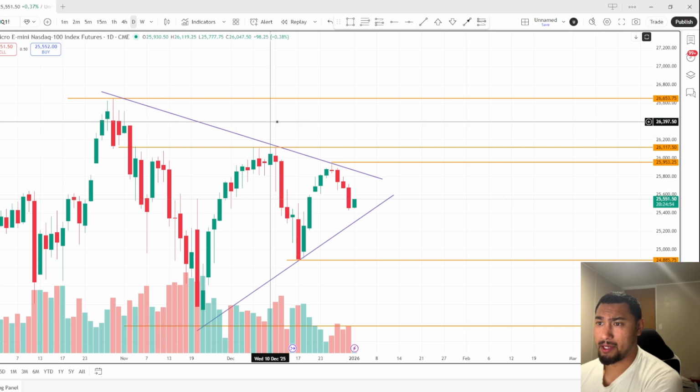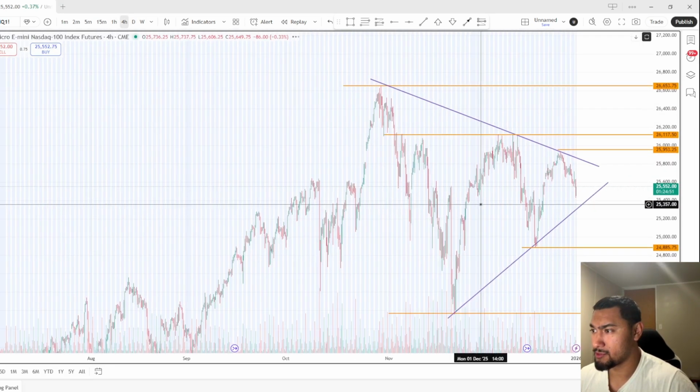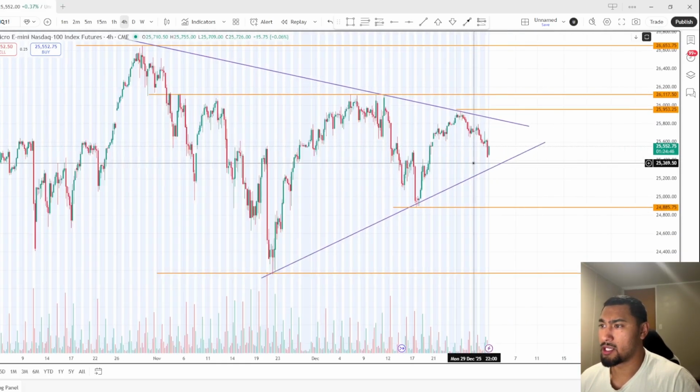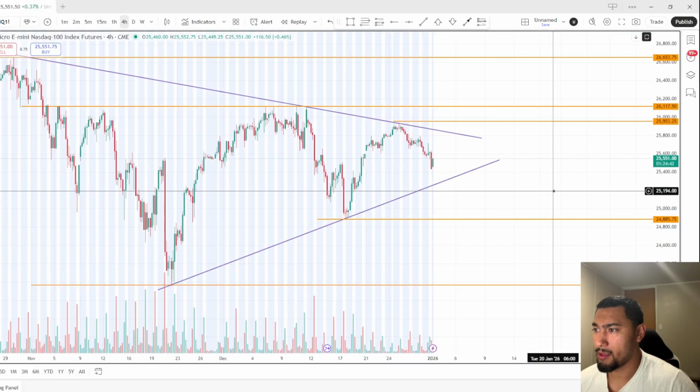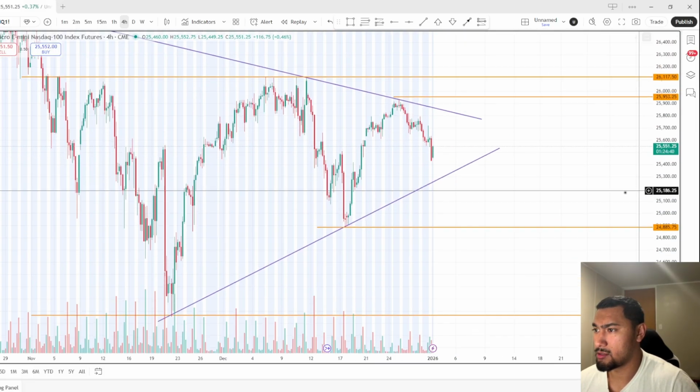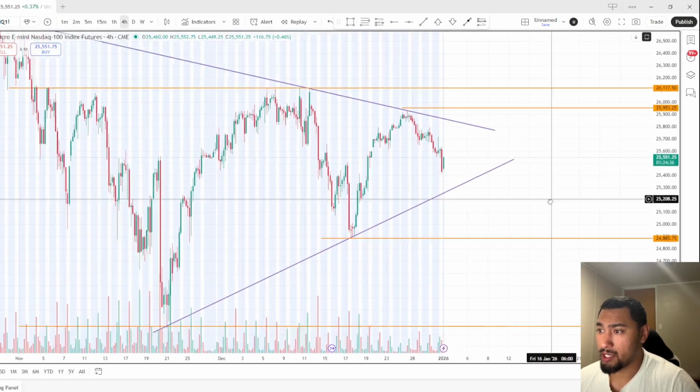That's what I see happening on the daily. Now let's go over to the 4 hour. 4 hour, start crunching down. We start getting more data. So we're still in this pennant, right? Obviously. I think I'm gonna just have to wait until we break down or up.